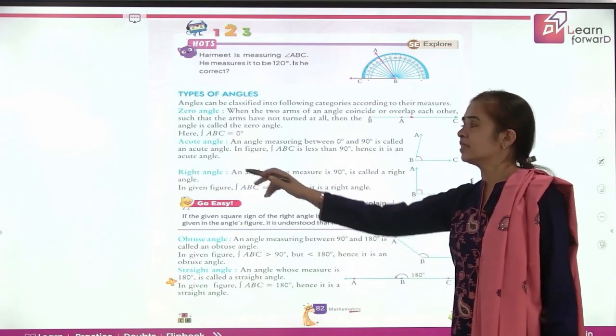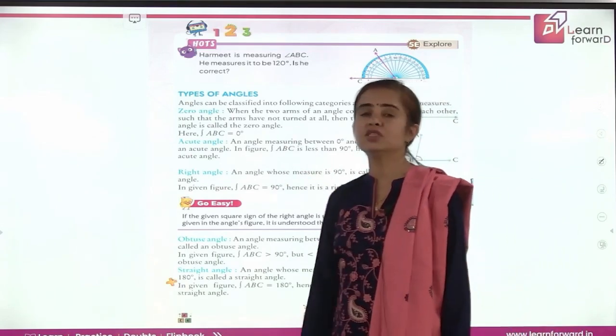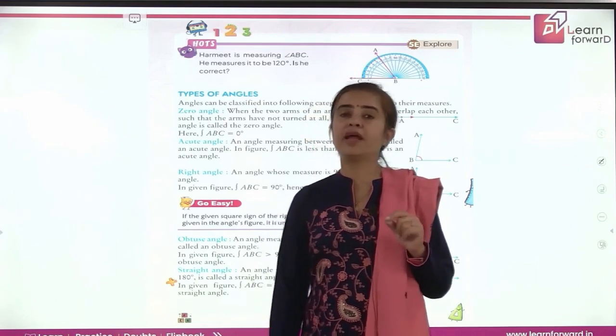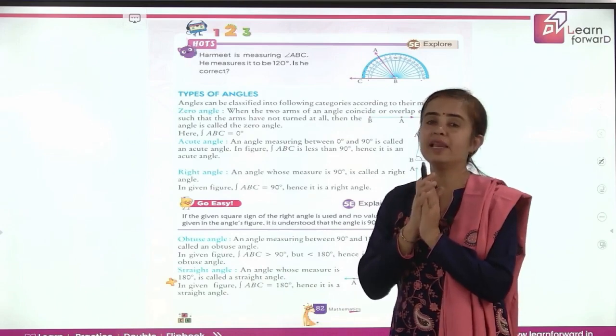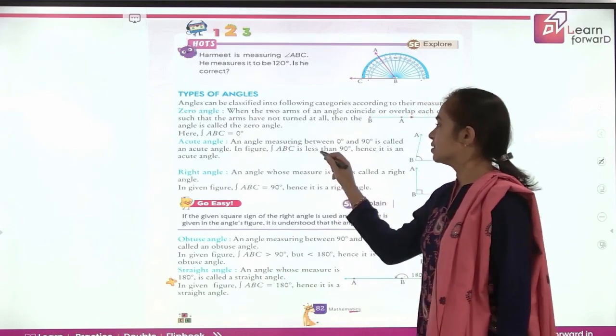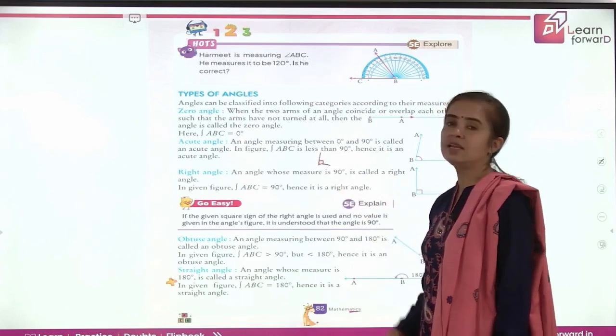The next category is right angle. Just like for 0 angle, it is exactly 0 degrees. Similarly, for right angle, it is exactly 90 degrees, just like you have your L in English letters. So you have L like this and this. When you measure, this is exactly 90 degrees.